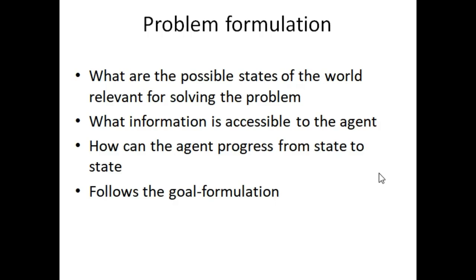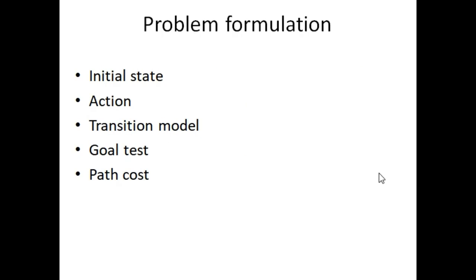So during this problem formulation, we covered these main points. The first point is the initial state. We should know the initial state. Then the actions, then the transition model, goal test, and the path cost. All of these points we will discuss in our future slides by using some examples.